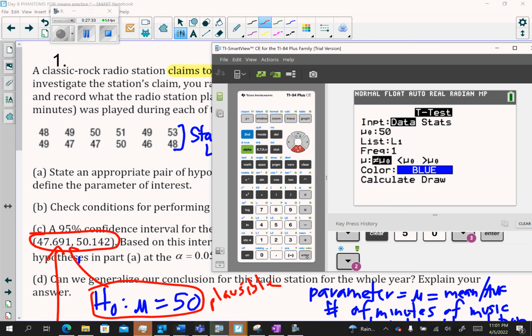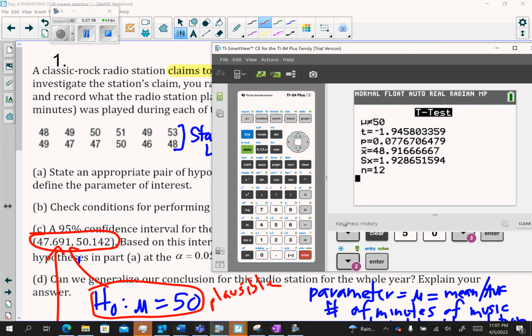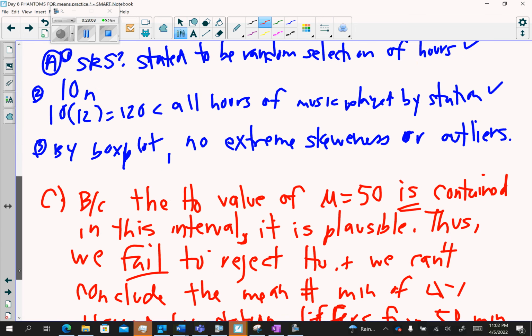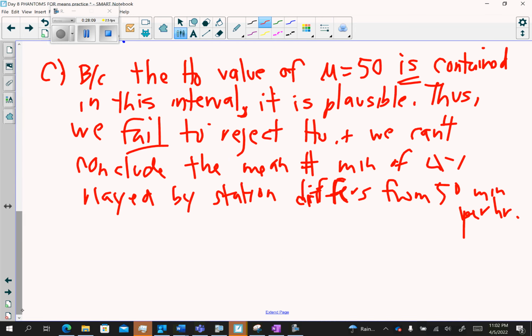And then if I choose calculate and enter on this, look at the p-value. Do you see that the p-value here is 0.077, 0.078? And that number is not less than 0.05, okay? So I would not have rejected the null hypothesis, and thus I could not rule in favor of the alternative. So this p-value confirms what I said about not rejecting the null hypothesis. So I will write this down. The p-value is 0.078. And that confirms what I just said.